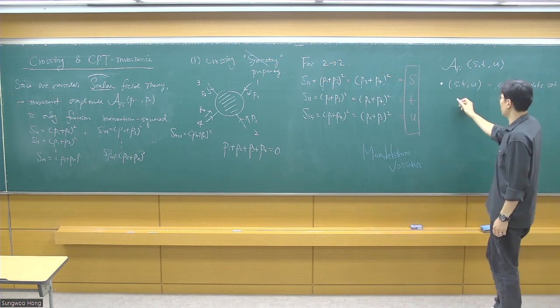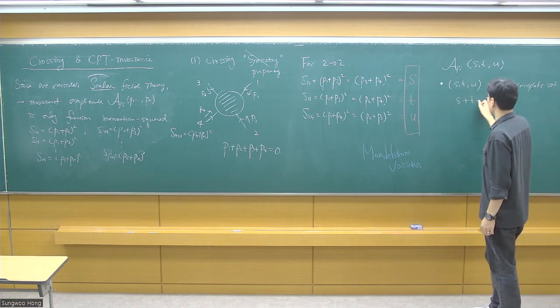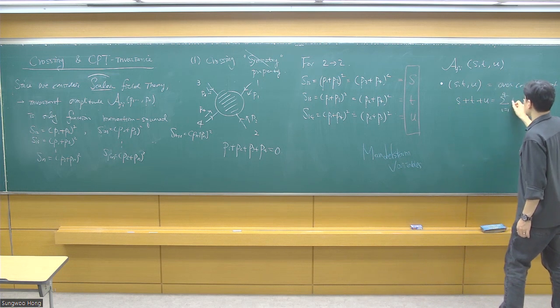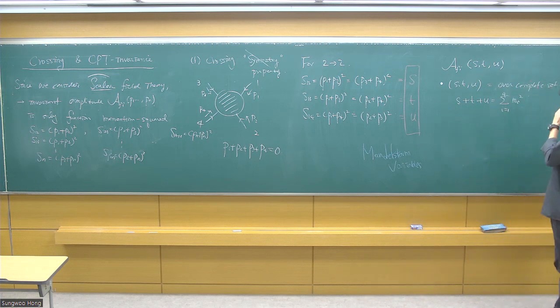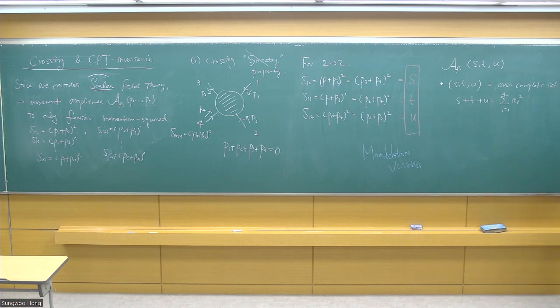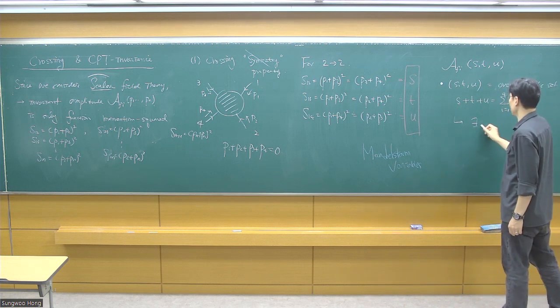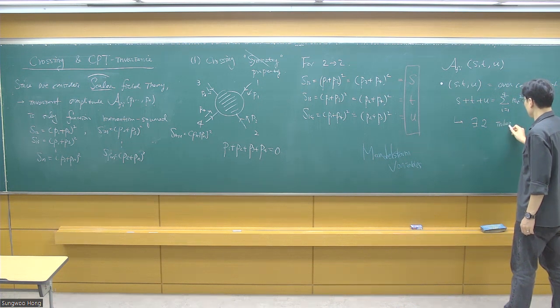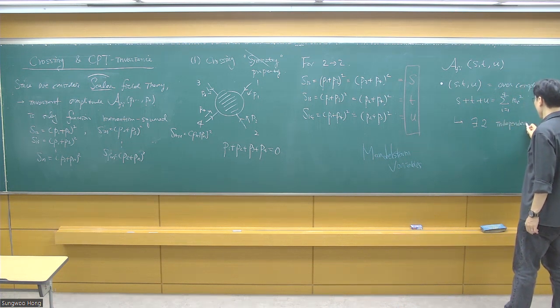Okay, so in order to show this, you can prove that S plus T plus U is the same as the sum over 1 to 4 of mass squared. Meaning you have 3 variables, but you have 1 constraint. Okay, which means that there are only 2 independent variables.